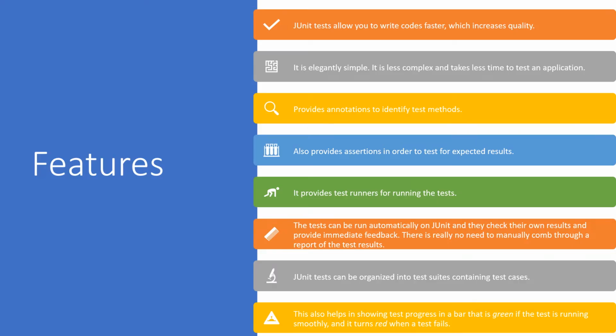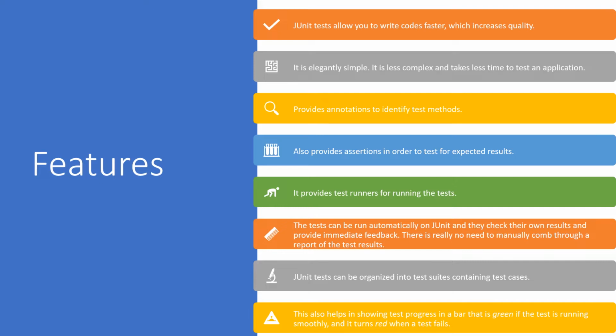These are the features of JUnit. JUnit tests allow you to write code faster, which increases quality. It is elegantly simple. It is less complex and takes less time to test an application. It provides annotations to identify test methods. It also provides assertions in order to test for expected results. It provides test runners for running the tests.